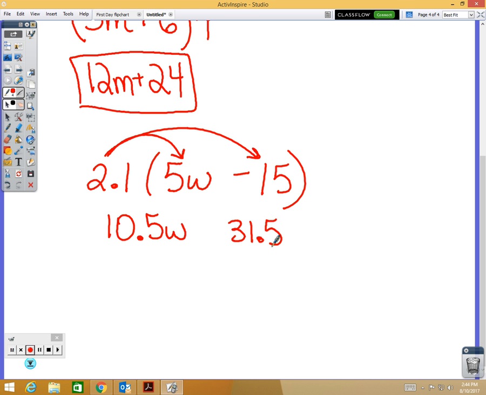Now there's a negative sign. That's like a positive 2.1 times a negative 15. So that would be a negative 31.5. Okay? Let's get a little bit harder.